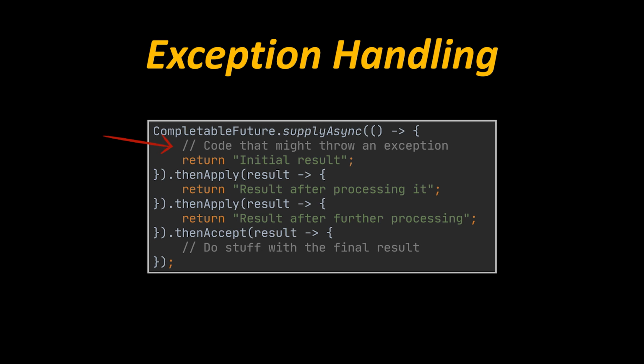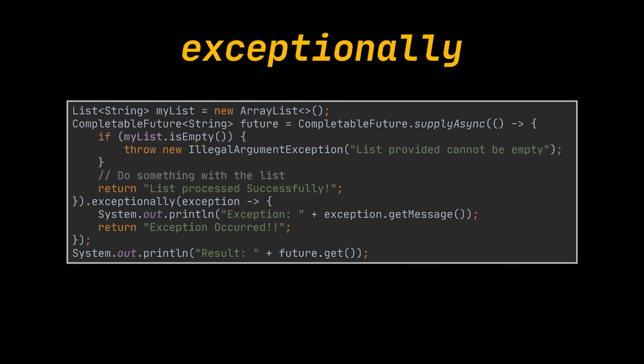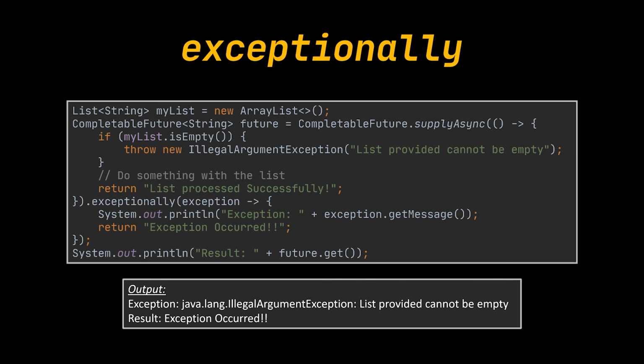Meaning that if an error occurs in the first thenApply callback, then the second and third callbacks won't be called and the exception will be thrown. The exceptionally callback gives you a chance to recover from errors generated from the original future. You can log the exception here and return a default value. Note that the error will not be propagated further in the callback chain if you handle it once.